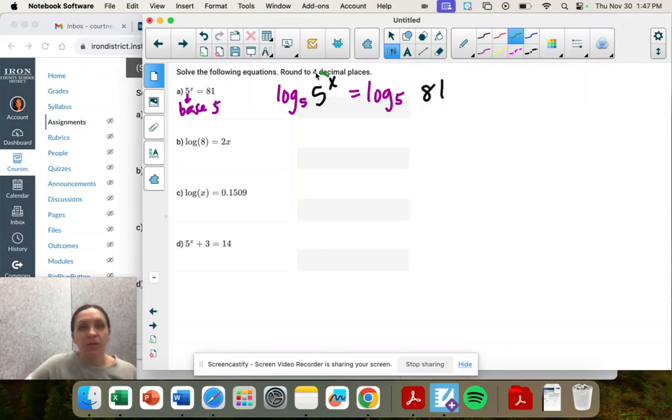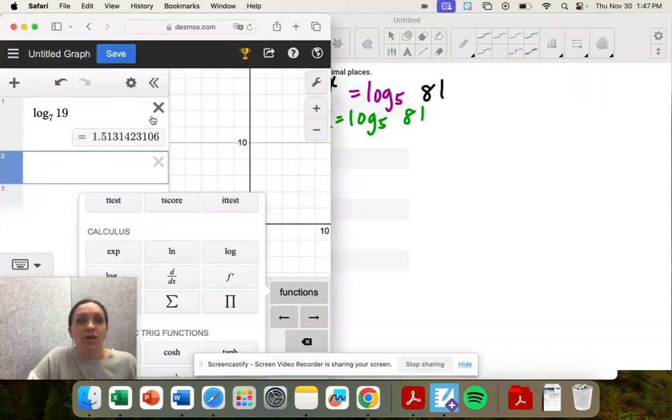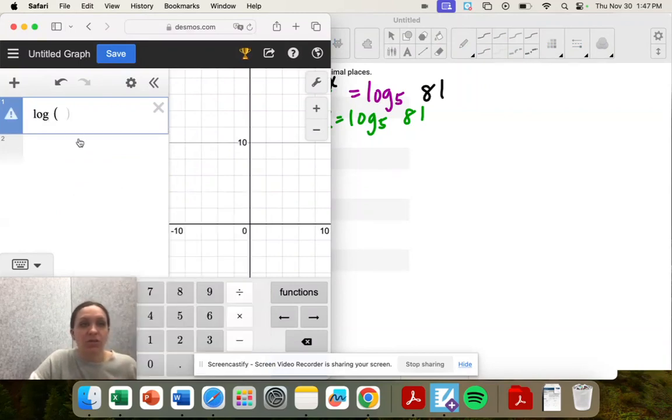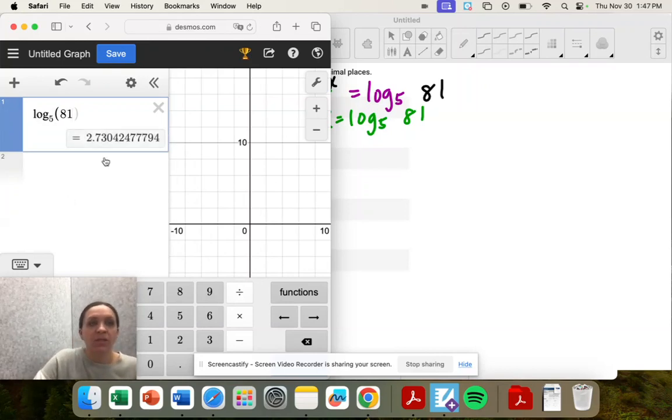And what happens is we use the power property and bring the x down. And then log base 5 of 5 is 1. It goes away. So x equals log base 5 of 81. And we are going to put that in the calculator and round to 4 decimal places. So you can come down here and use the function or just type it in with an underscore. 2.7304. We're not rounding because it's a 2 next to it.